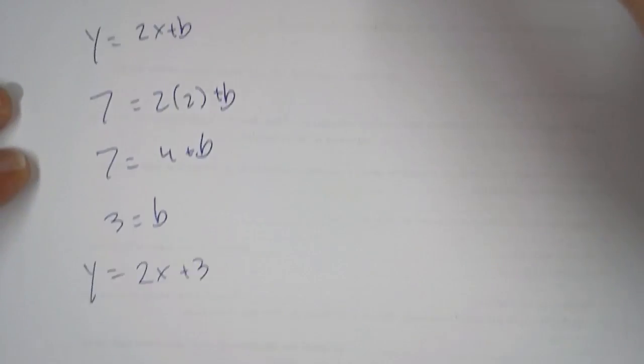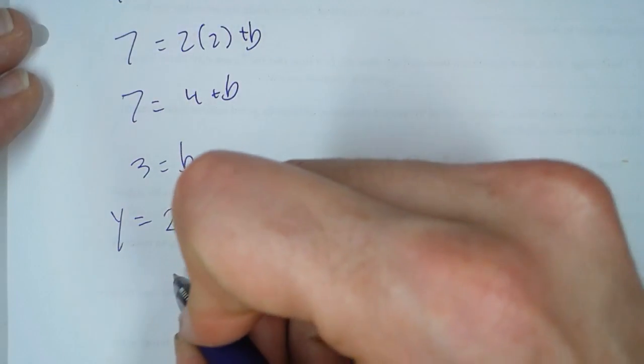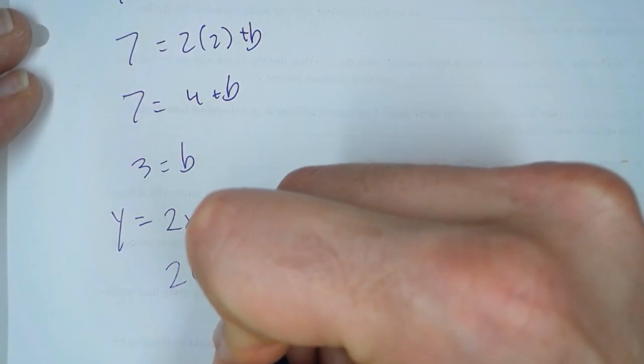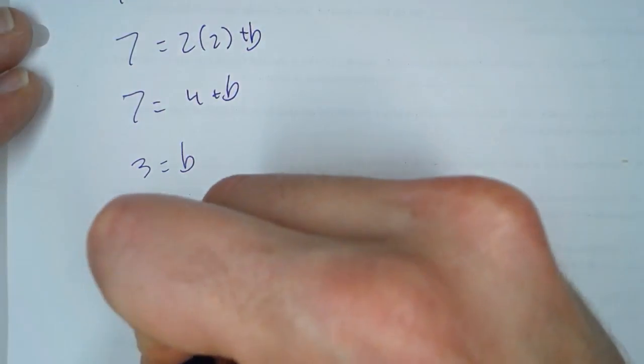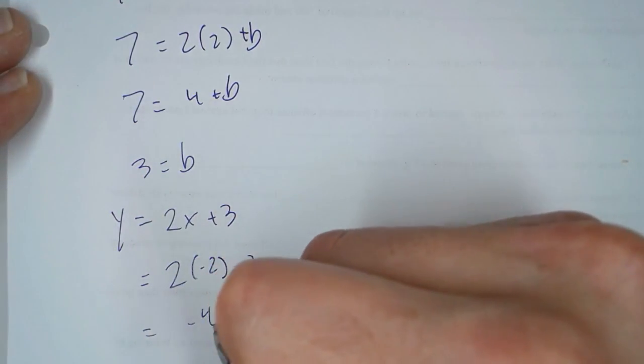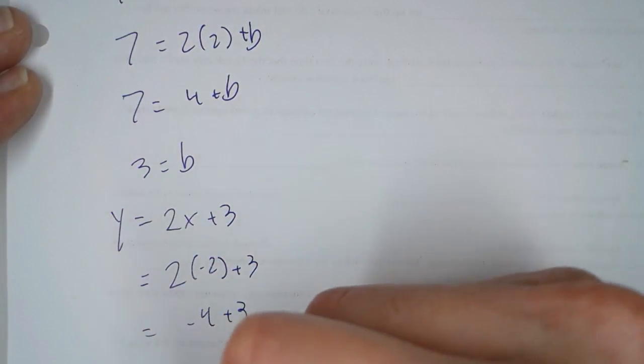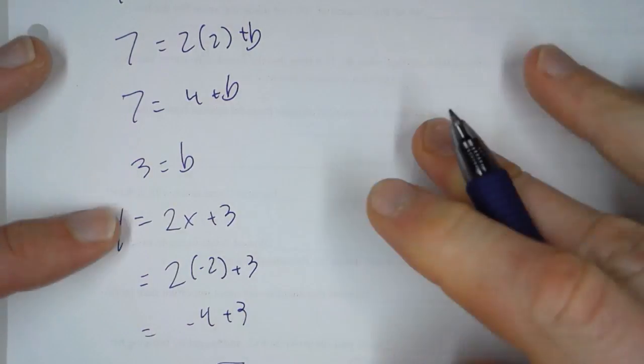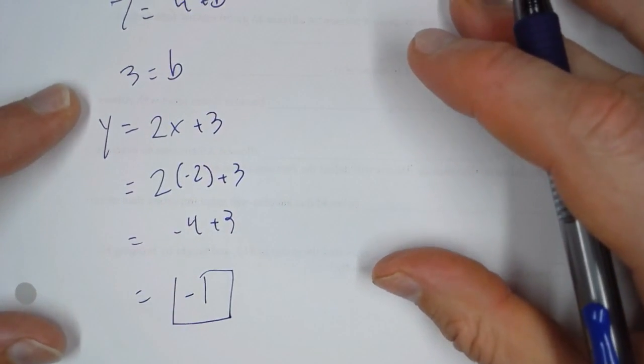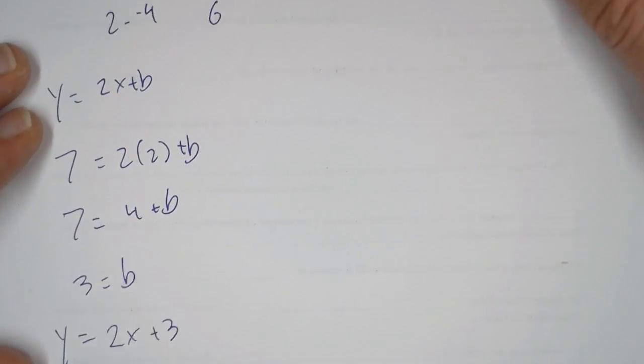And so what we want to know is, what is the y value when x is negative 2? So now that we know the equation, we can plug in negative 2 for x. So that's negative 4 plus 3. And so we get negative 1 as the answer. But there is a second way to do this.